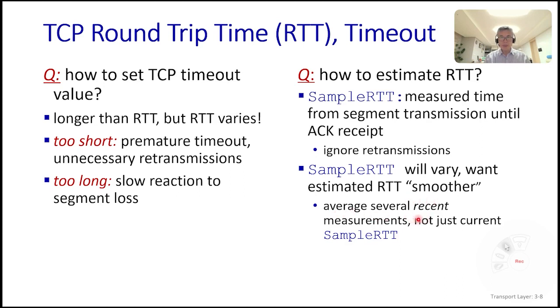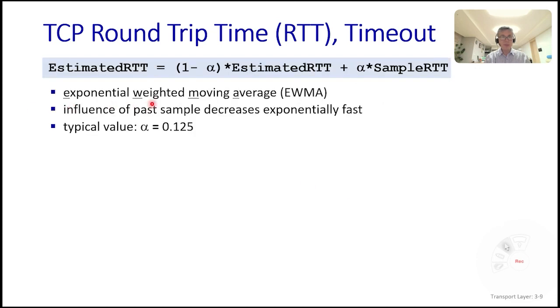Average several recent measurements, not just the current one. So we are using an exponential weighted moving average. The formula is like this. We want to calculate estimated RTT. Estimated RTT is a historical value, and this is the sample, the current TCP segment's measured round trip time.